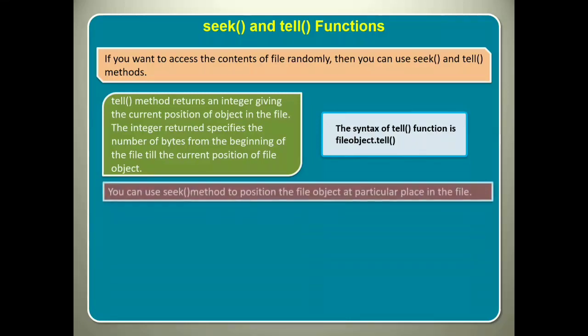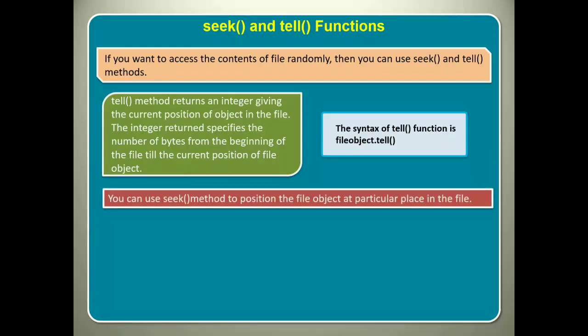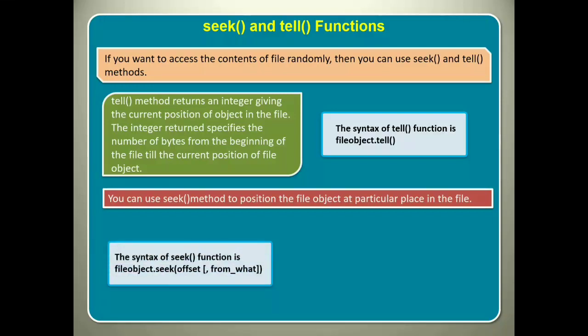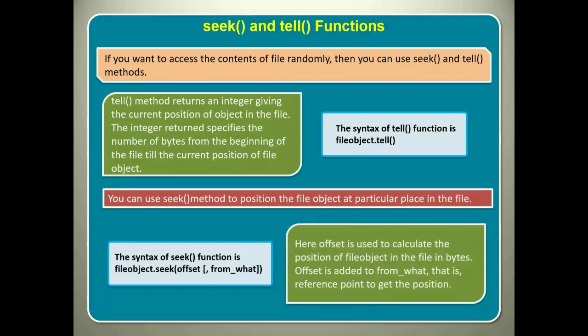You can use seek method to position the file object at a particular place in the file. The syntax of seek function is as shown on the screen. Here, offset is used to calculate the position of the file object in the file in bytes. Offset is added to from_what, that is, the reference point to get the position.